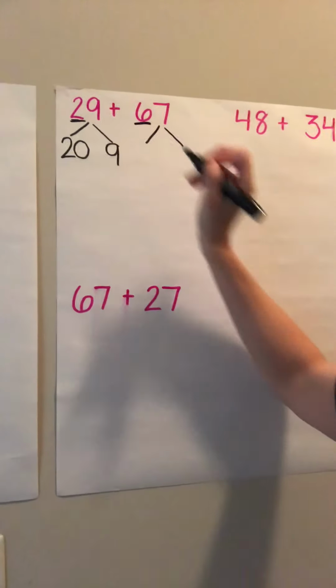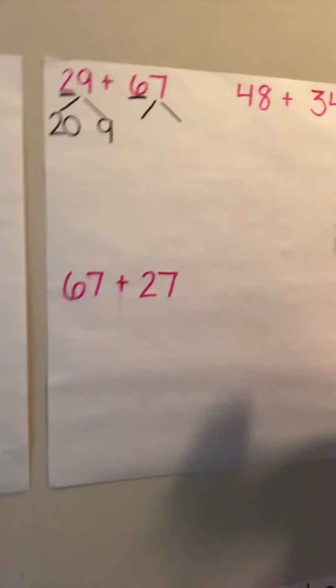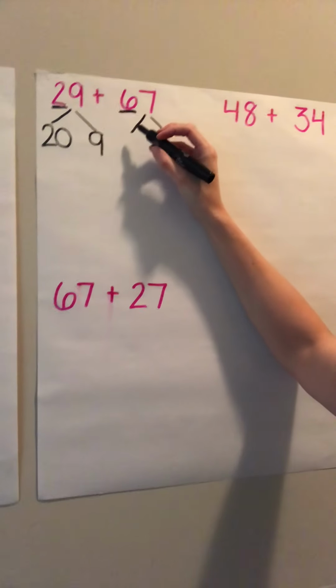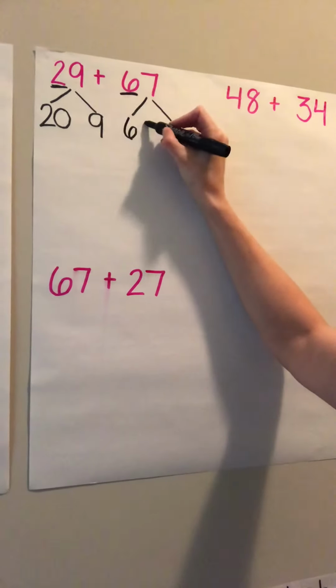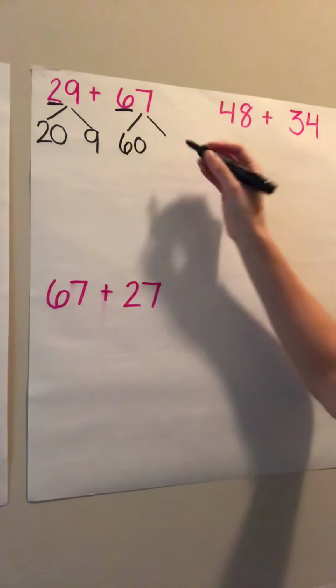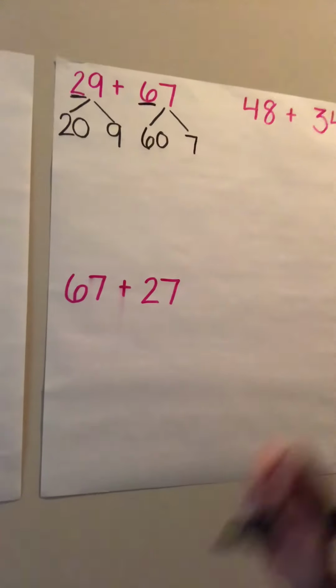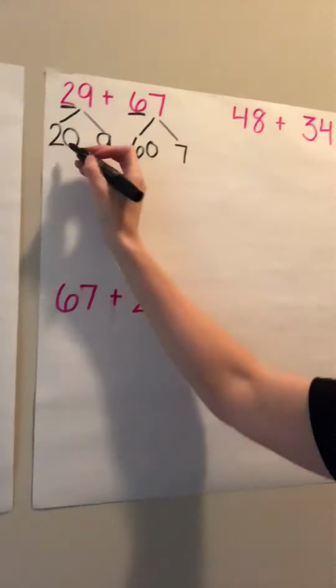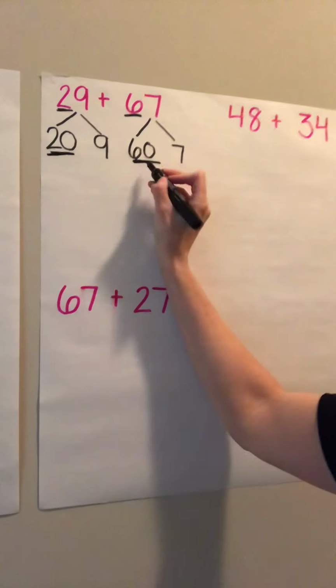So we have our 6 for our 10. So we have 6 tens. We don't just put 6, we put, right, 60. And then in our ones, we have our number 7. So we did just step 1. Now we're going to take what we got for our tens and add it together.